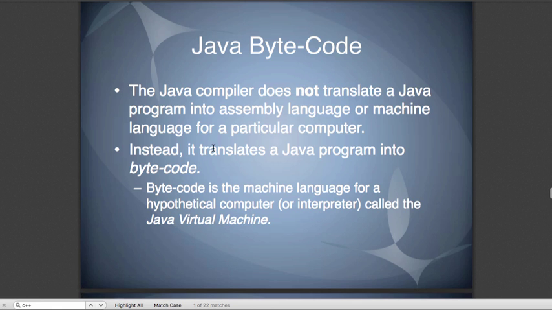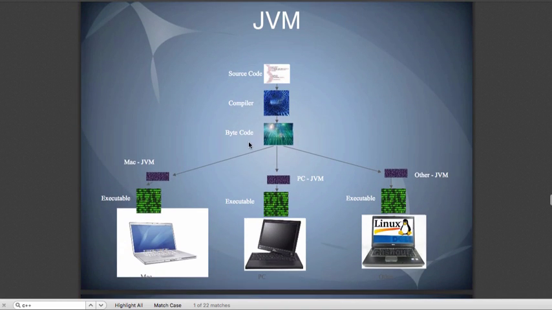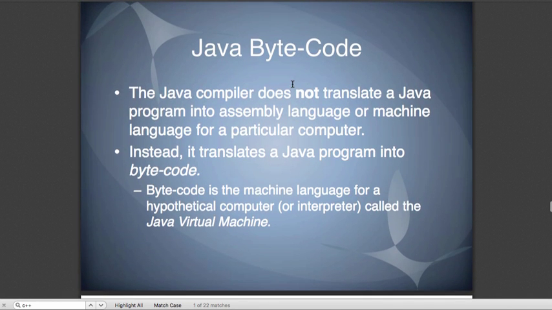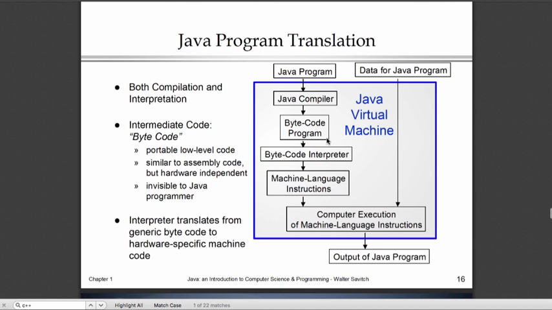So bytecode is the machine language for a hypothetical computer called the Java virtual machine. All modern programming languages today use virtual machines. It's a much better and smarter way to program. So the Java compiler does not translate a Java program into assembly language or machine language. It instead translates a Java program into bytecode. And here's a picture taken from their website that shows a little bit more of the process.